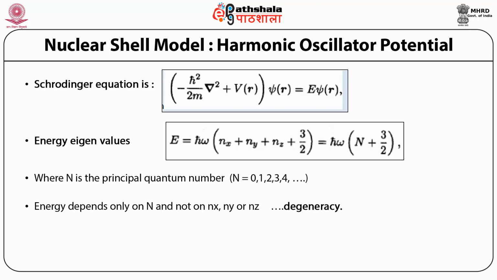Now energy depends only upon N and not on nx, ny, nz. Since the energy depends only on the capital N, which is the principal quantum number, and not on the projection of those quantum numbers on the 3 axes, corresponding to one value of capital N there can be various combinations of nx, ny and nz, which implies that the energy levels are degenerate. In general, we have degeneracy N_N = (N+1)(N+2)/2, which you can see as the degeneracy associated with a level.